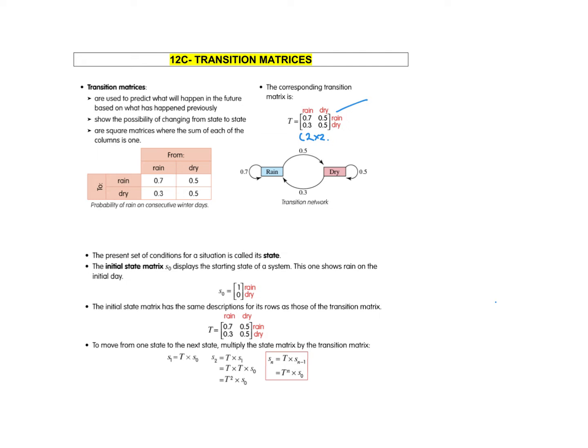Often you get a transition network diagram to begin with. If we follow this through, we can see the chances: if it rained today, so I'm over at rain, the chance that it'll be dry tomorrow is 0.5. So you've got a 50% chance. If you were on a dry state, meaning the day you're on was dry, you have a 50% chance that it's going to be dry the next day. This is explaining the transition matrix.